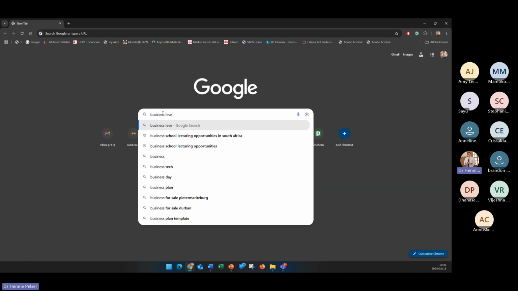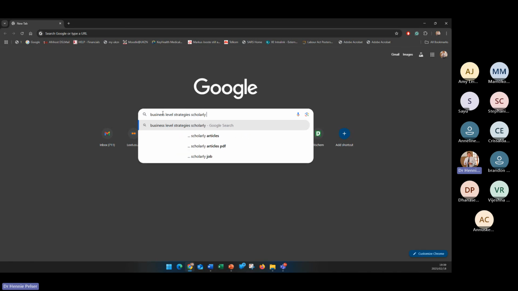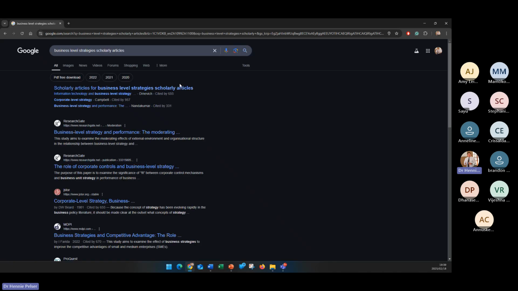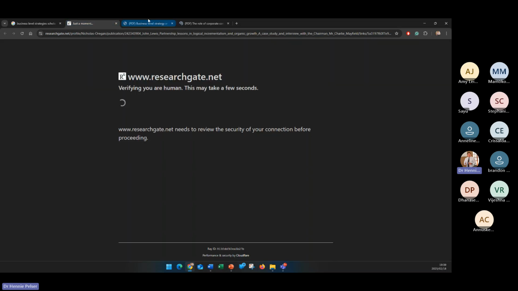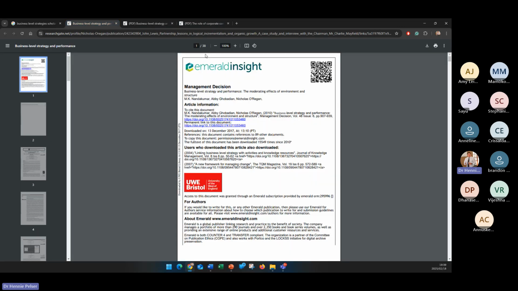Business level strategies, and then you type in, and you can do this for anything that you search for, scholarly articles. Generally, those would give you decent returns in terms of peer-reviewed articles. You can see what I've generated there by just doing that. Hopefully that opens for us. And you can see just by doing that, I found a significant number of articles. You can do that for any search, literally any search that you imagine.